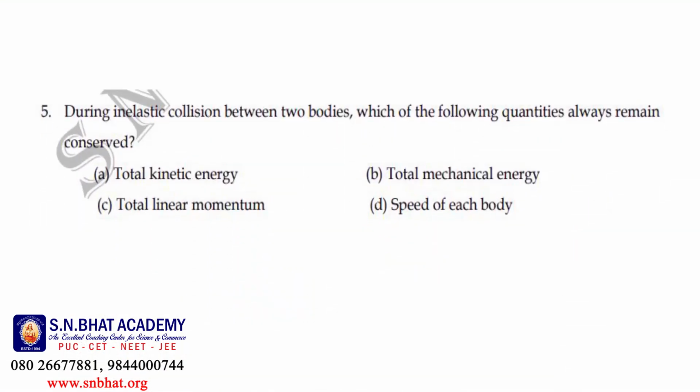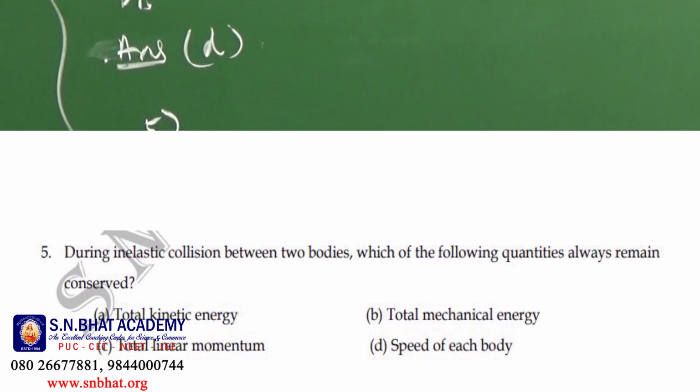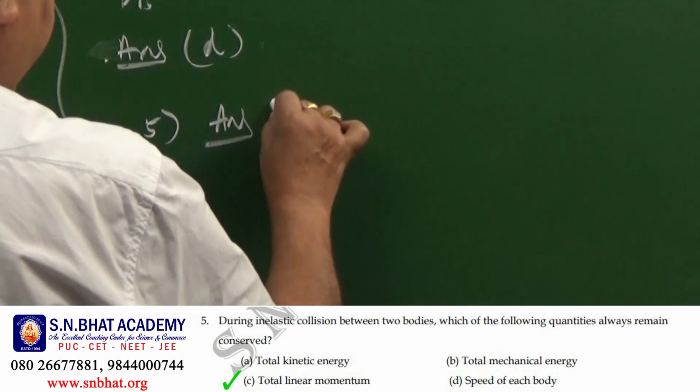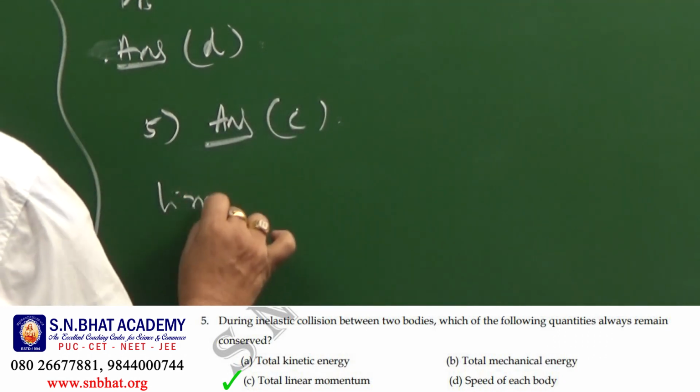Okay, next. During the inelastic collision, study that question carefully. It says during the inelastic collision, it is not elastic, which of the following quantities remain conserved? Of all the alternatives given there, in an inelastic collision, total linear momentum is always conserved, and therefore the answer for this question is C. That is the total linear momentum.